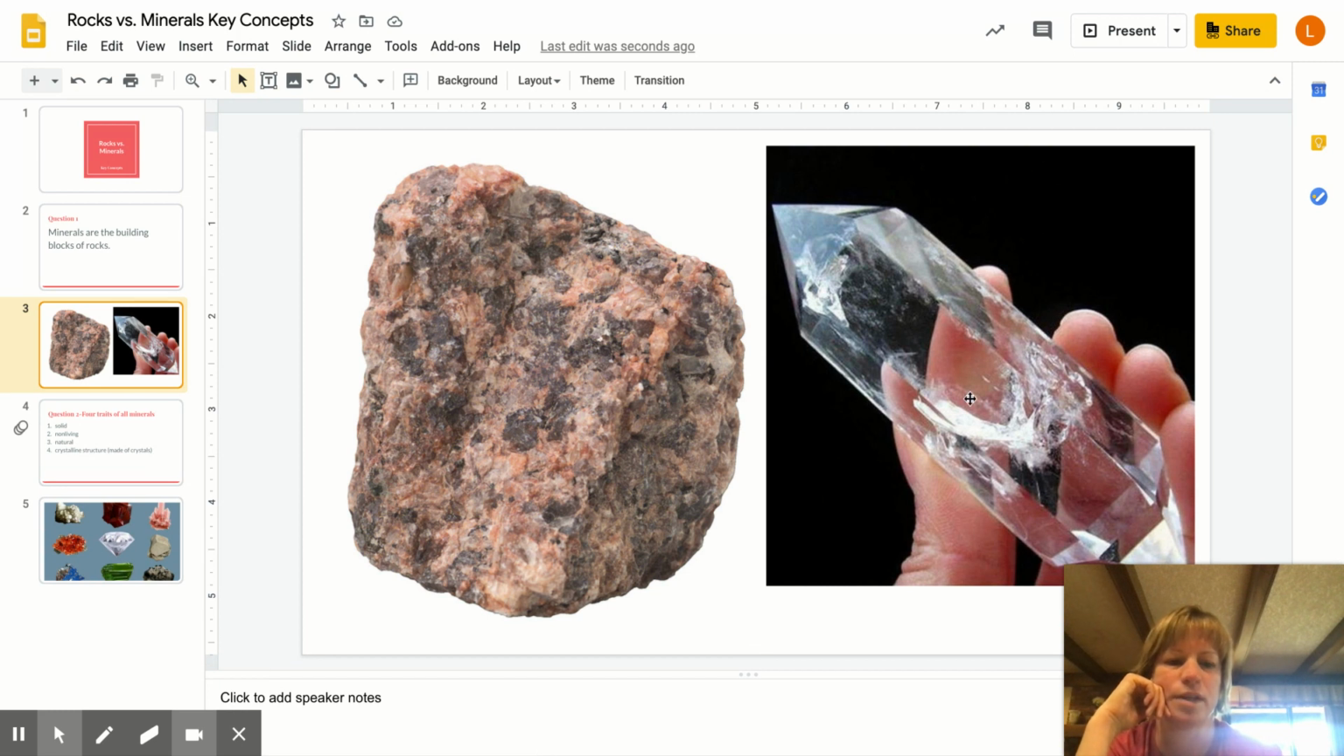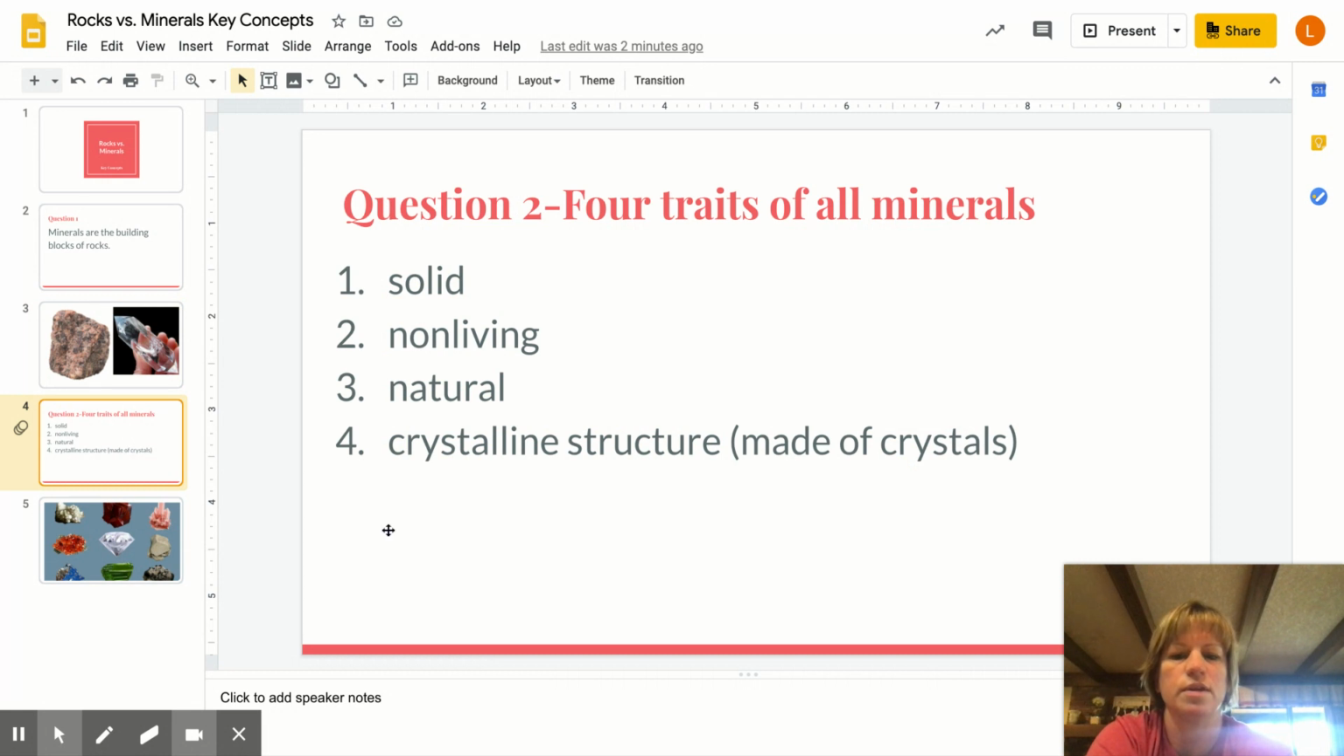So we have minerals as the building block to make up a rock. All those colors you see are multiple minerals. Sometimes my students like using the word ingredients. Minerals are the ingredients that make rocks. So this really begs that we understand exactly what a mineral is. And so here's the deal with minerals.